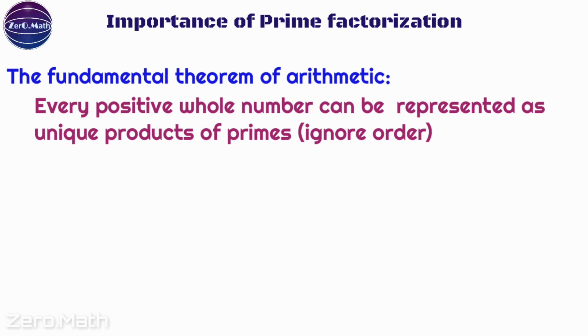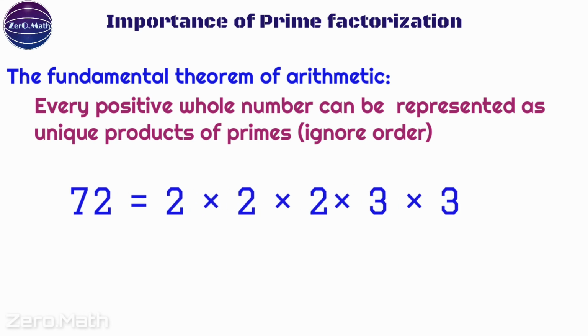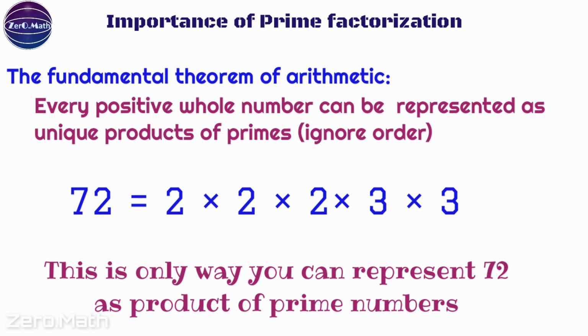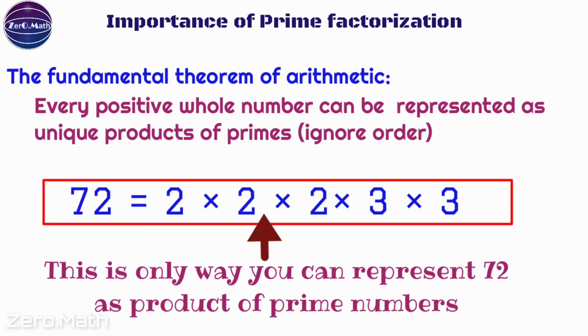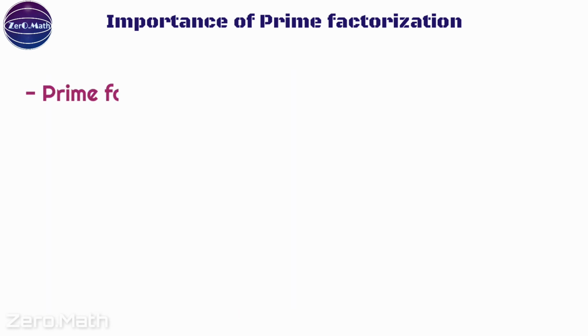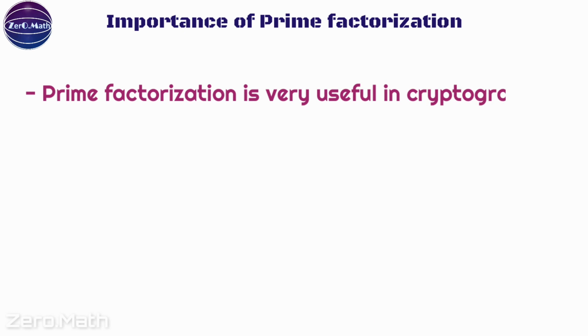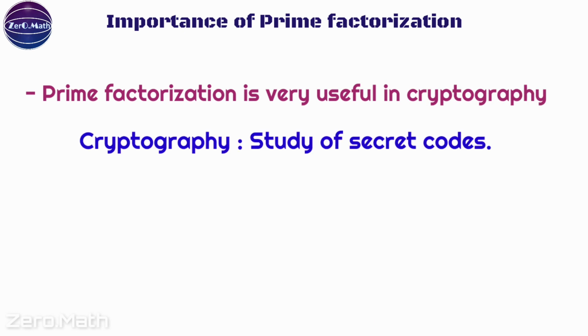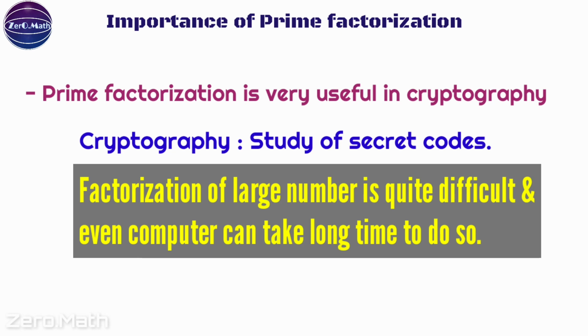For example, 72 you can represent as 2 into 2 into 2 into 3 into 3. That is the only possible way you can represent 72 using prime numbers. You can ignore the order. However, you cannot have any other combination of primes to represent 72, which makes prime factorization very useful in cryptography, which is the study of secret codes. Factoring a very large number is very hard, and it can take a computer a very long time to do so.